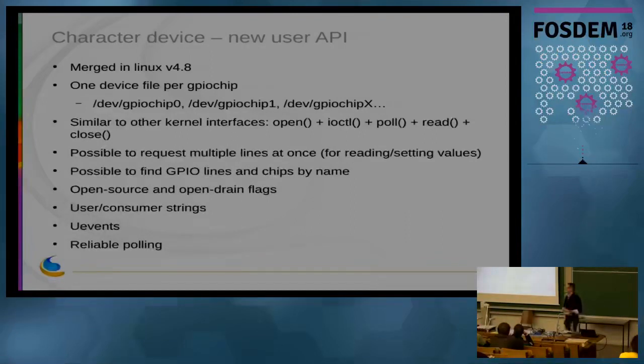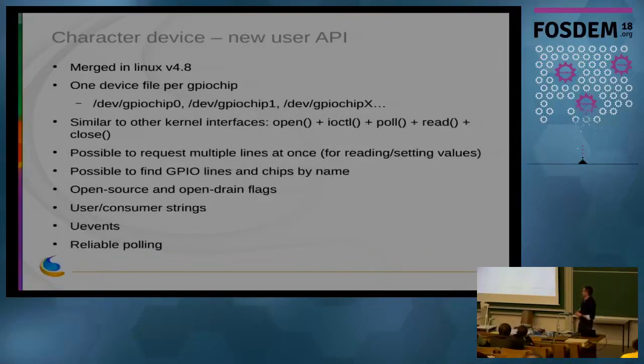And then you can affect the way that the lines are driven by the kernel, by specifying flags like open source, open drain. You can use consumer strings, so you can tell the kernel or the subsequent user that might be interested who's using the line, because with the previous interface, the consumer is always called sysfs. Now you can say exactly what your name is and who the user of every line is.